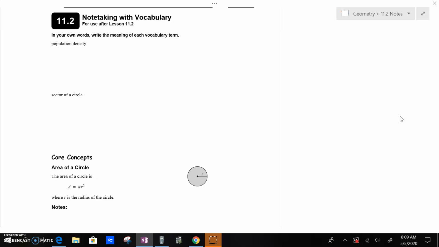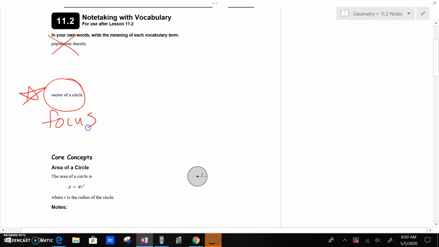There are two sets of, or two definitions. We're not going to deal with population density. We are going to talk about sector of a circle, so that's going to be our focus in this lesson. And it's actually the only idea in this lesson, so it's a single focused lesson, which is kind of nice. And it starts with area of a circle.